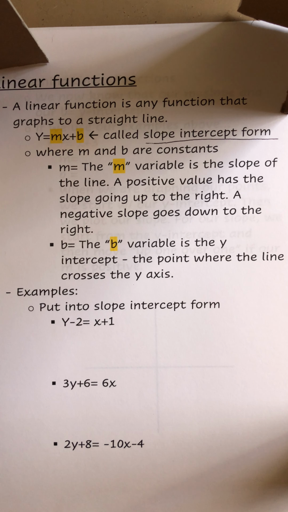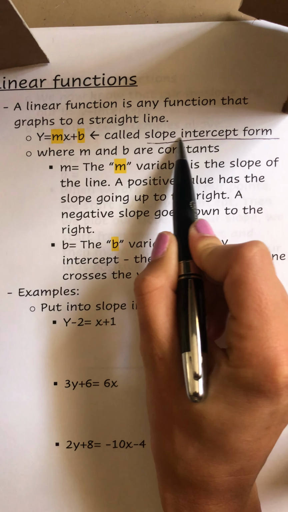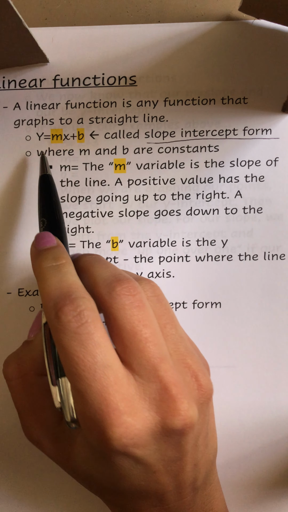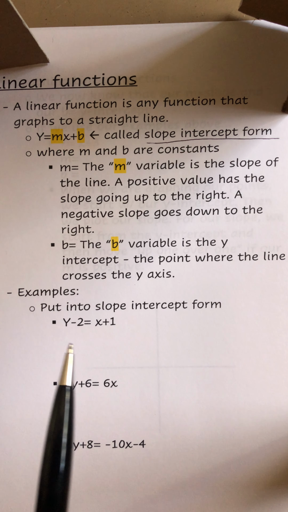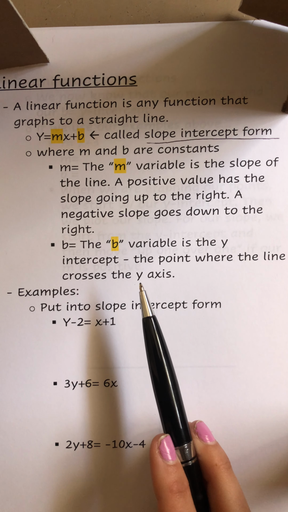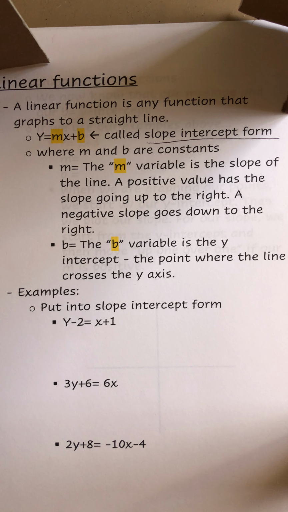Hi guys, so we're going to be doing linear functions, and a linear function is any function that graphs to a straight line. So we're going to be focusing on more of the slope-intercept form, and that is just y equals mx plus b. So m and b are constants, and the m variable is the slope, and b is the y-intercept. So I'm going to give you guys a second to copy this down.